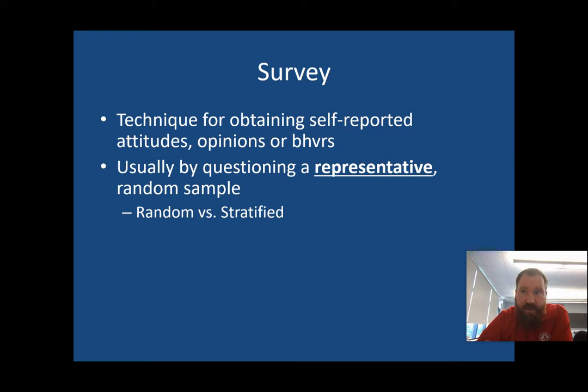So random is everyone who is in the population has an equal shot of being picked. A stratified sample looks more at social breakdowns within the population at large and wants to replicate those breakdowns on a smaller level within the sample. Both can give you representative samples. Both can kind of be random.